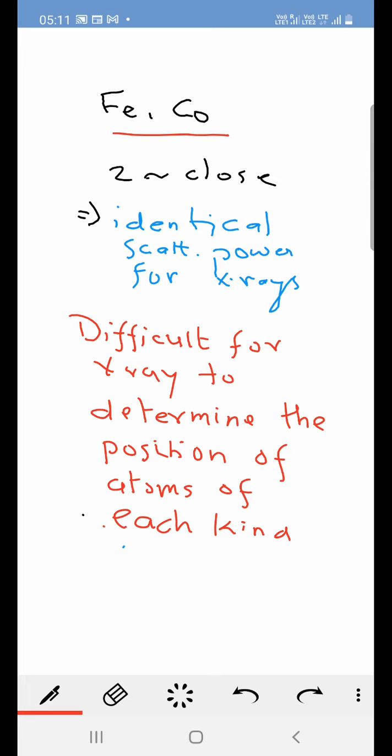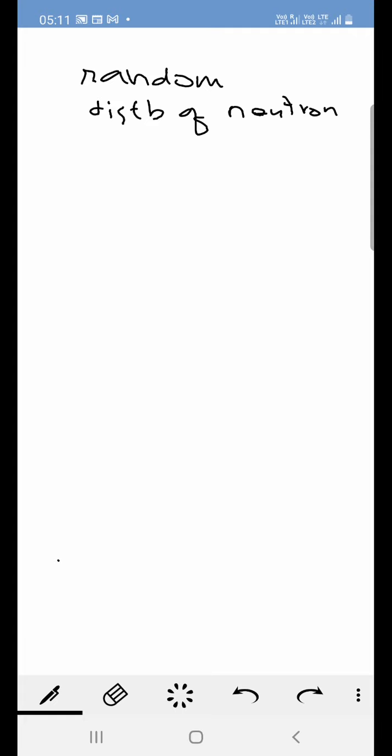Now, these two problems are overcome in the case of neutron diffraction, because in neutron diffraction the various elements show a random distribution of neutron scattering power.